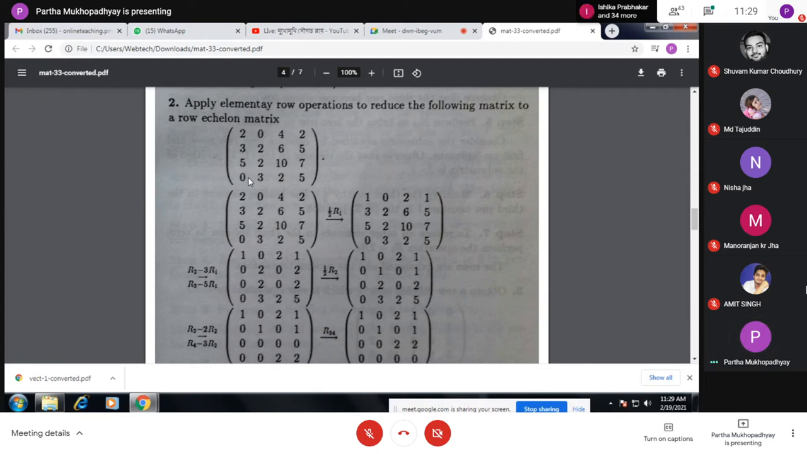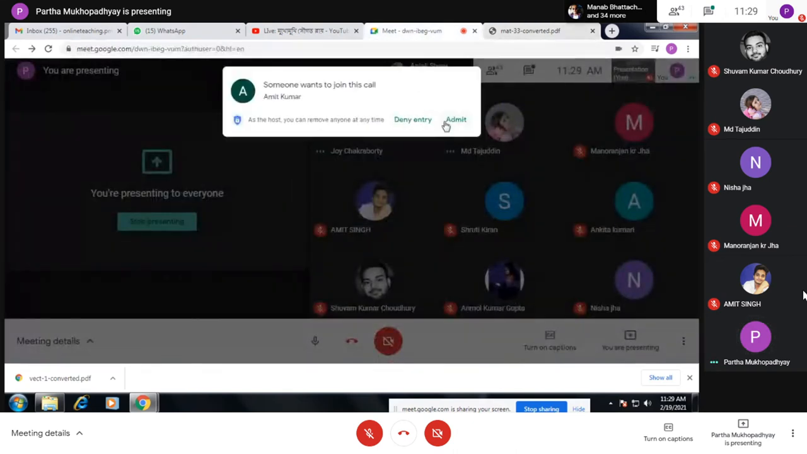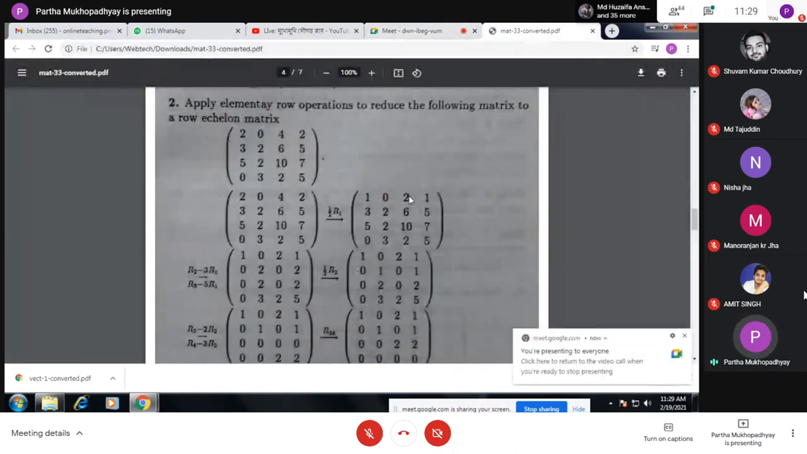So here, first of all, what is done? The first row is multiplied with half. So 2 0 4 2 multiplied with half will be 1 0 2 1. Now we will make this 3 zero. What to do? We will multiply the first row with 3 and subtract. So 3 into 1 minus 3, 0. 3 into 0 minus 2, 2. 3 into 2, 6, 6 minus 6, 0. And 3 into 1, 3, 5 minus 3, 2. So 0, 2, 0, 2. These are the second row.